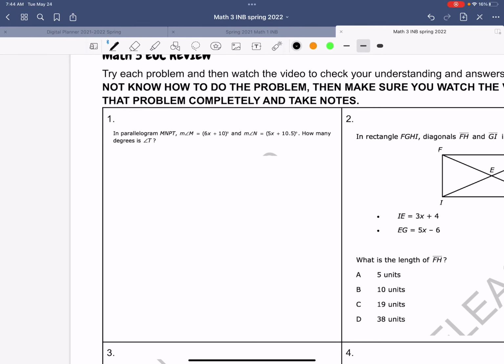All right, for number 1, it says in parallelogram MNPT, angle M is this polynomial and angle N is this polynomial. How many degrees is angle T? So remember, a parallelogram means that the opposite sides are parallel. So I normally will draw a picture in this situation. So we have MNPT. It doesn't really matter how you label them as long as you go in order based off of what it says here.